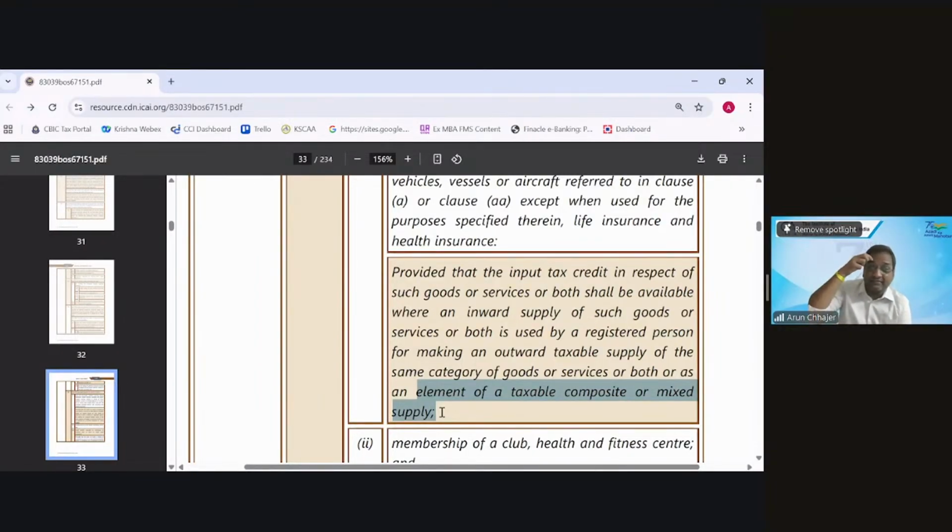What is the composite? In the initial time, today class, we have discussed a composite means two or more taxable supplies, which are naturally bundled. Or if it is not naturally bundled, then it is mixed supply. एक बात बताइए, if I will not provide the Mercedes, will my agreement completely satisfy?